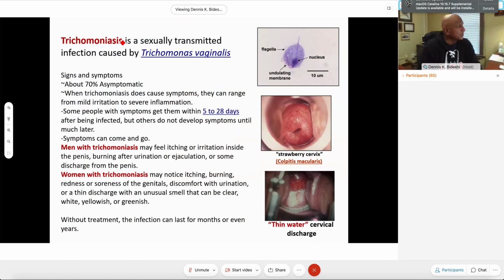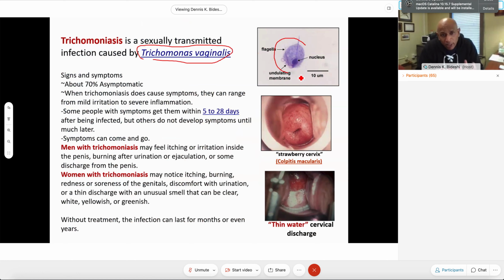And this is the one that causes trichomoniasis. The organism is Trichomonas vaginalis. It's pretty cool to look at, actually. This is a single-celled organism. It has a membrane that undulates. It kind of moves like this. So you can actually see it live on specimens from the vaginal tract or from the urethra in males.